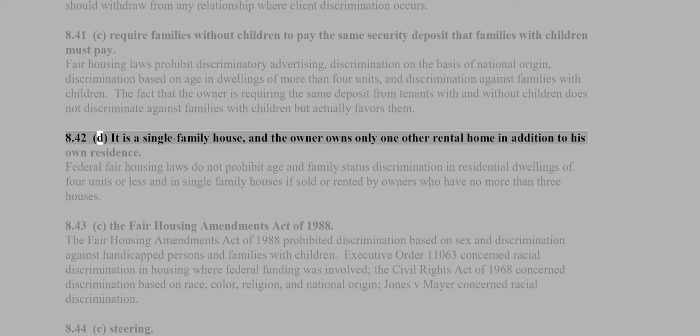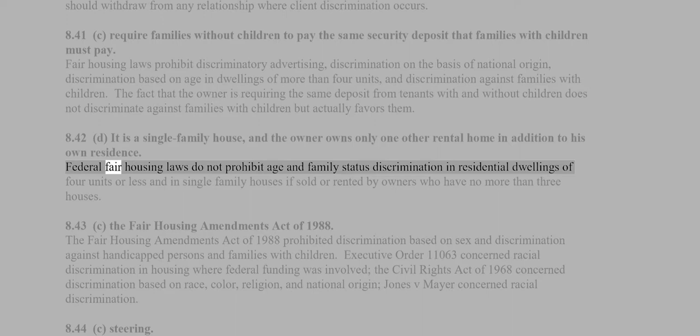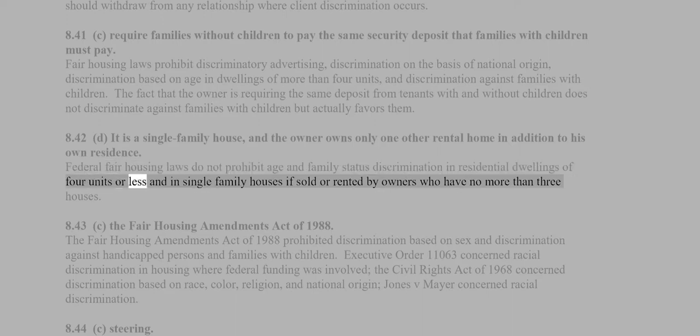8.42 d. It is a single-family house, and the owner owns only one other rental home in addition to his own residence. Federal fair housing laws do not prohibit age and family status discrimination in residential dwellings of 4 units or less and in single-family houses if sold or rented by owners who have no more than 3 houses.